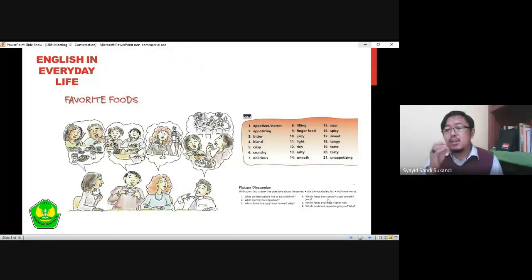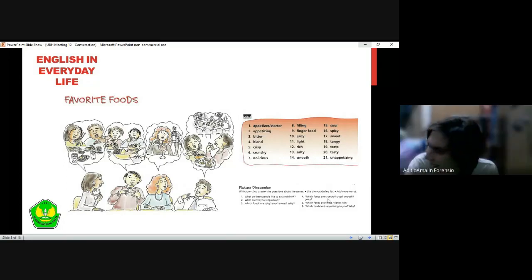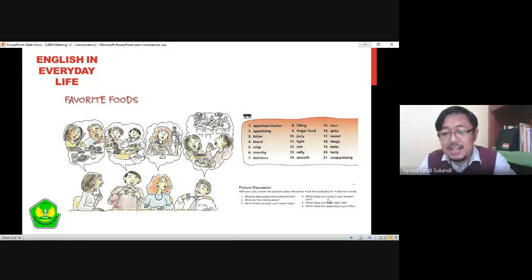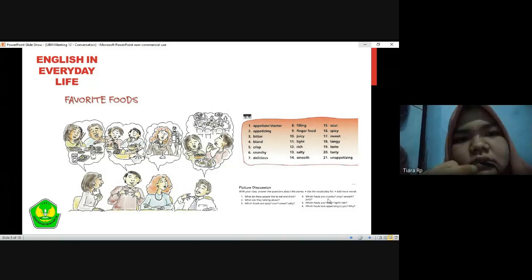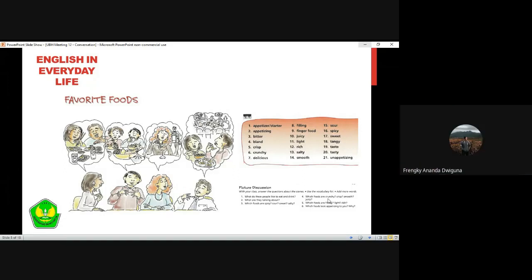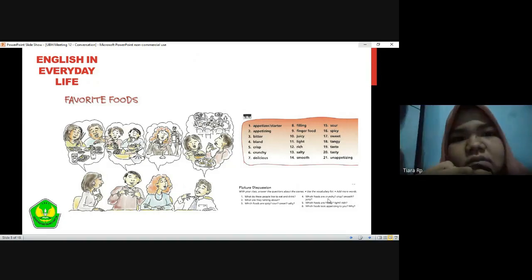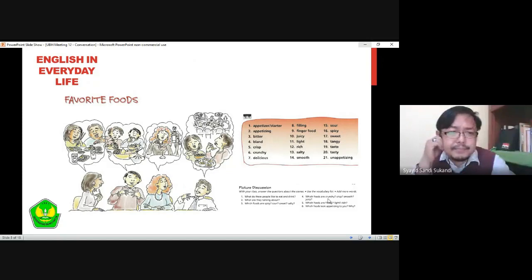When you eat that, it's lumer di lidah gitu. What do you call that? I don't have an example here. Crunchy. You can call it snack. Mozzarella cheese. Yes, mozzarella cheese. That's a good example. Crunchy.